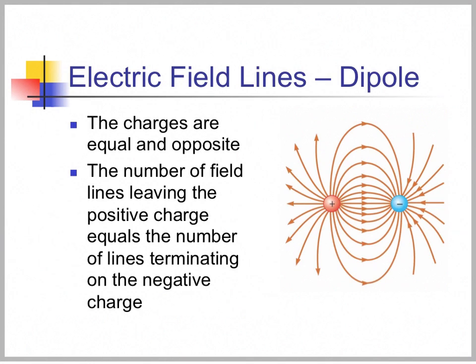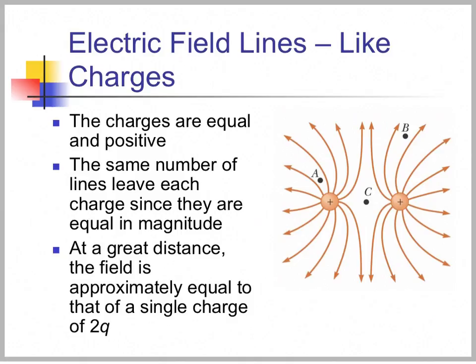Now, one of the ideas that pops up in electric fields is something called a dipole. A dipole is when I have two charges that are equal in magnitude and opposite in charge. The number of field lines leaving the positive charge is equal to the number of field lines terminating on the negative charge. They'll all come out right close to the charge radially outward, but then they will form this dipole pattern of electric field lines that we see on the right.